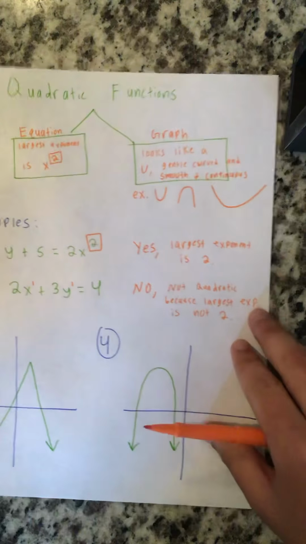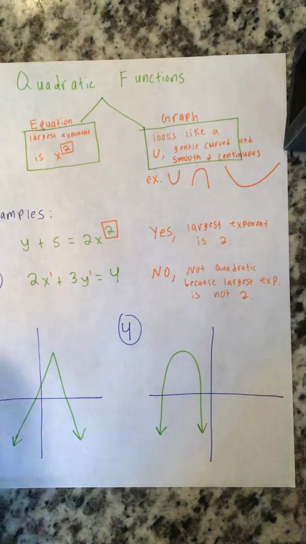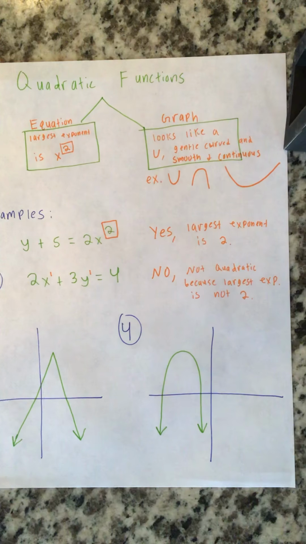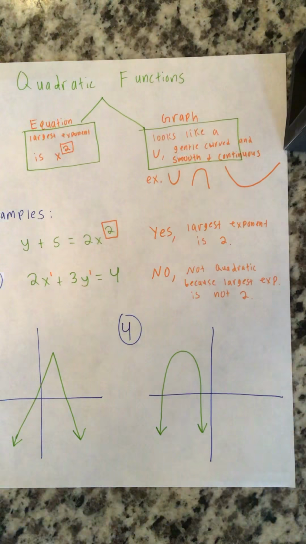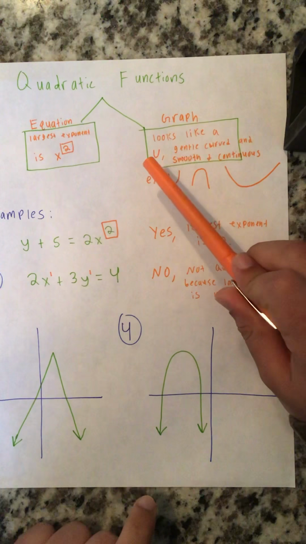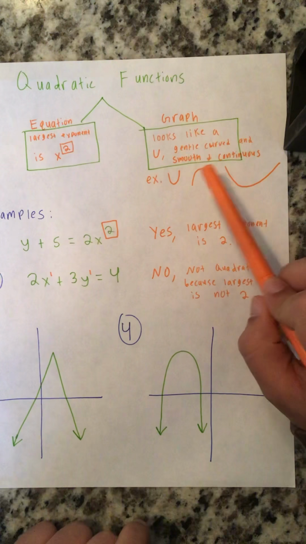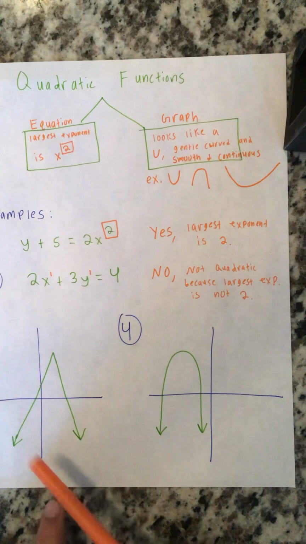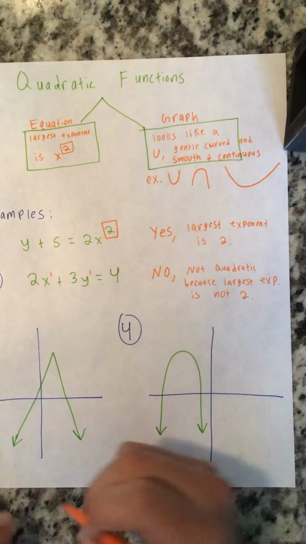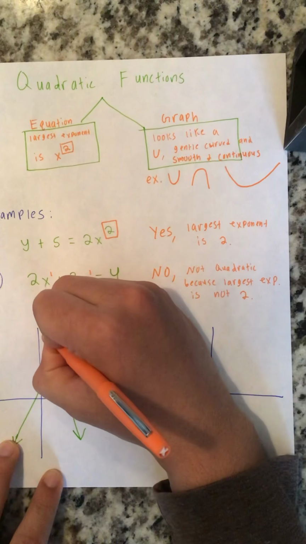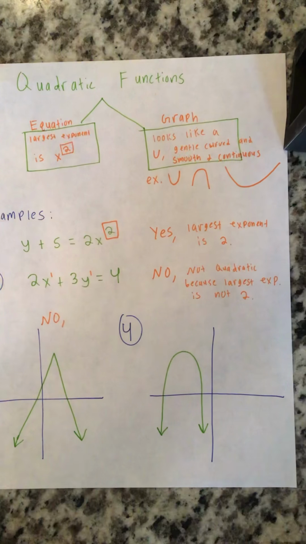Now number 3 and 4. Let me try to get this on here. There we go. For number 3 and 4, we're looking at 2 graphs. Number 3 is on this left side. I can't get it all in the camera, that's okay. If I'm looking at number 3, remember my criteria: it needs to look like a U shape, and it needs to be a gentle curve, smooth and continuous. Does number 3 look like a U? Does it have a gentle curve? Is it smooth and continuous? Number 3 is not a quadratic function, so we would say no.